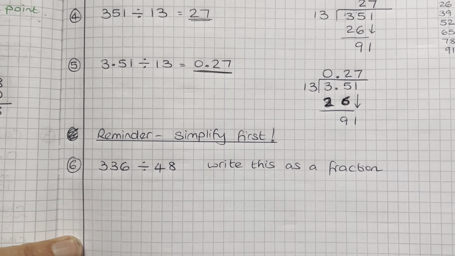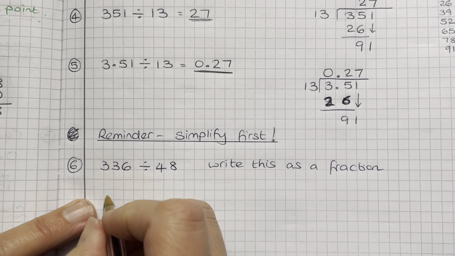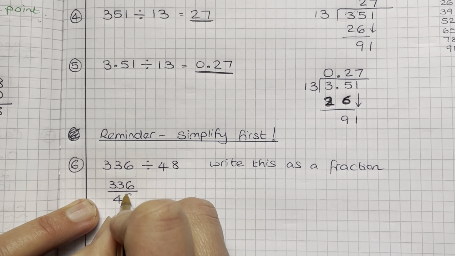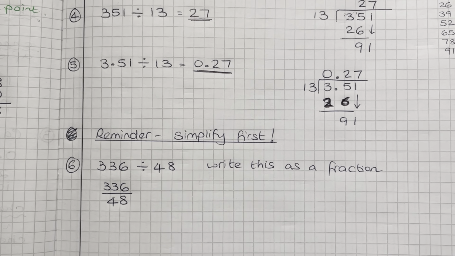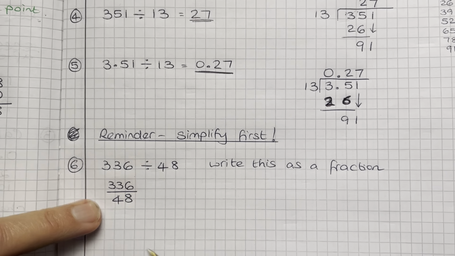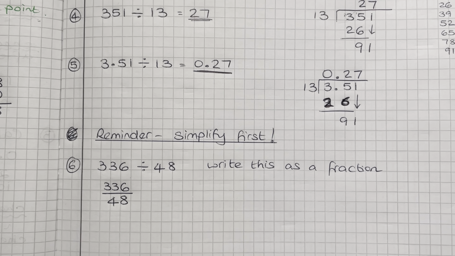336 divided by 48, I'm going to write it as a fraction. So I'm going to have 336 divided by 48. It's exactly the same calculation, I'm just expressing it in a different way. I want to simplify it because I don't know my 48 times tables.